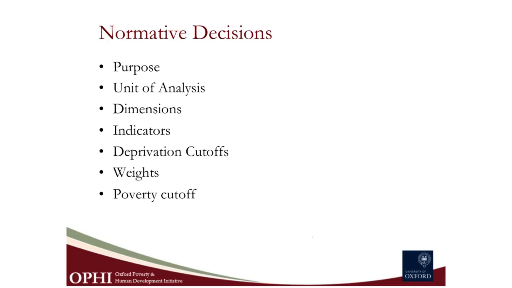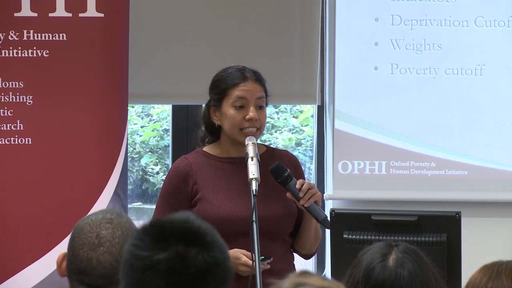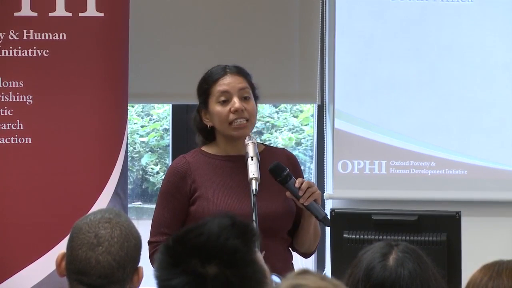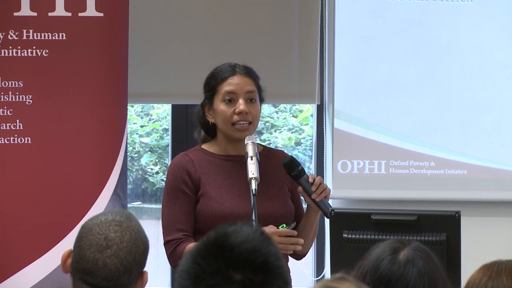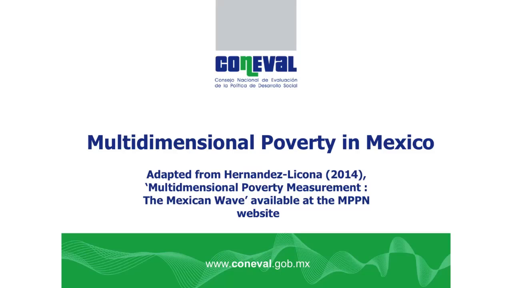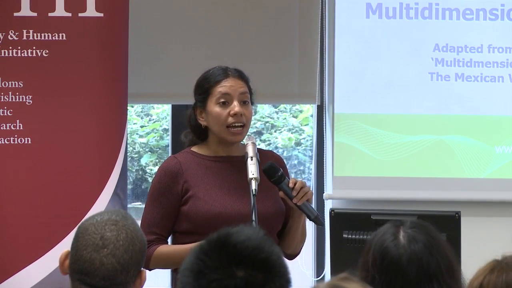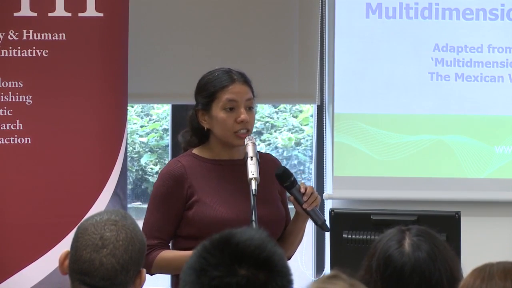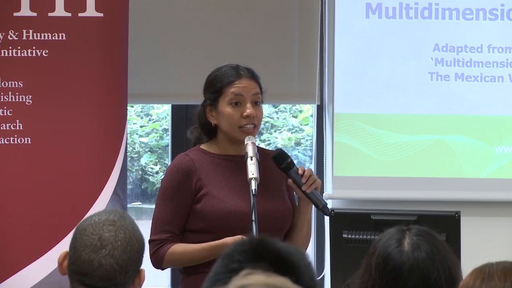And this is the list of normative decisions. We will be discussing this for the four cases. In the case of Mexico, we decided to follow this presentation, which is kind of chronologically the way in which they were developed. And I'm using some of the slides from Gonzalo Hernandez Licona, who is the director of Coneval, an independent institution in charge of carrying out multidimensional poverty measurement and also policy evaluation.